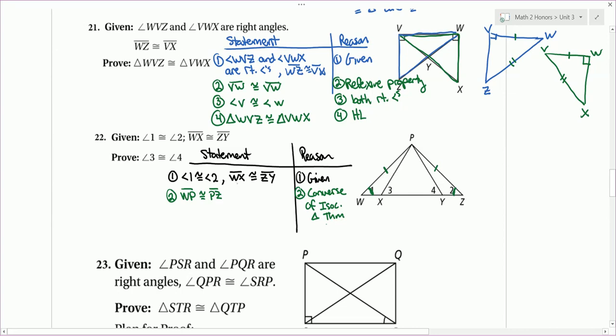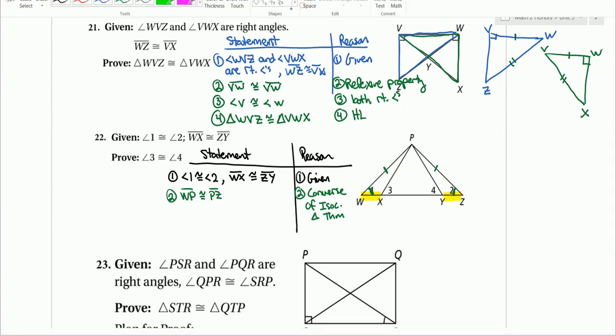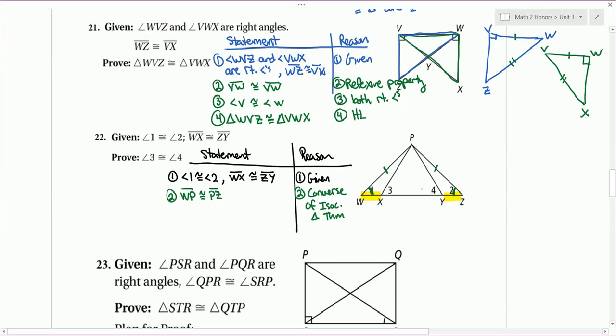We also have another given. We're given that WX, I'll highlight these, so WX is congruent to ZY. So if you look at the two smaller triangles on the left and right side, we have triangle WPX, and I'm going to claim that that's congruent to triangle ZPY. Can you see why? Third statement, third reason, we have side angle side. And because those two smaller triangles are congruent, all their parts are congruent.